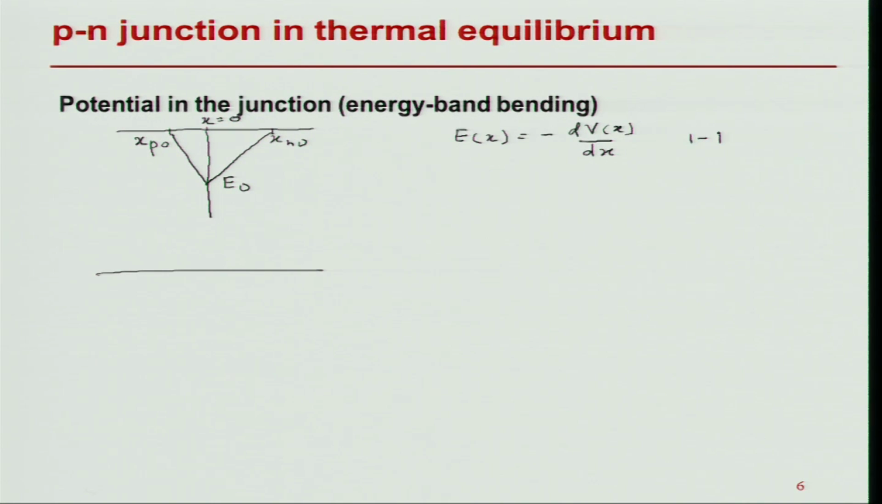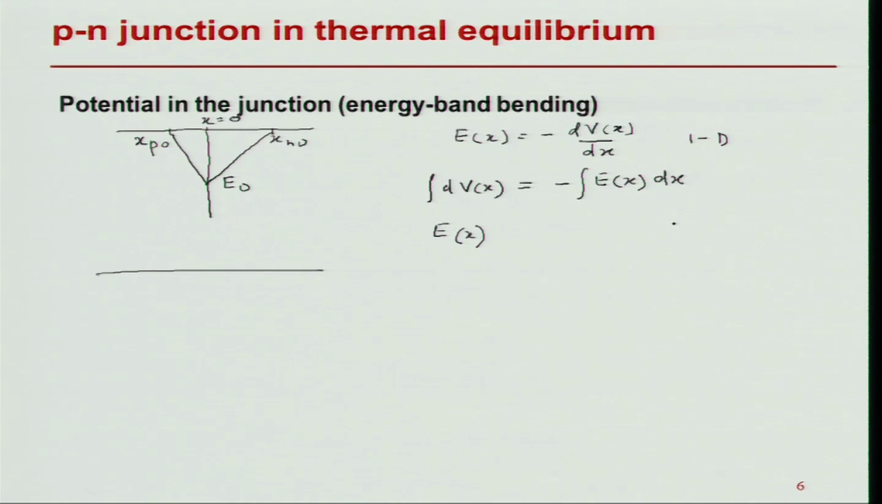This is written for a one dimensional situation which we have here, and we can use this to find the potential at various points by integrating it and using the appropriate limits. And the reason I say appropriate limits is because E x is not a continuous function in the entire x range. So, we need to define E x from x p 0 to x is equal to 0, and then from there to x n 0.